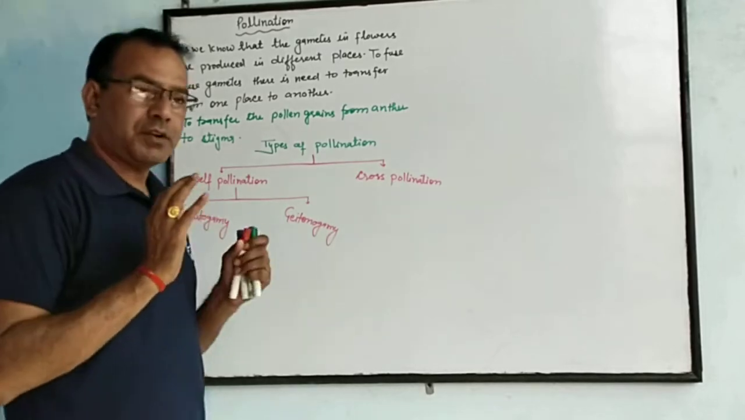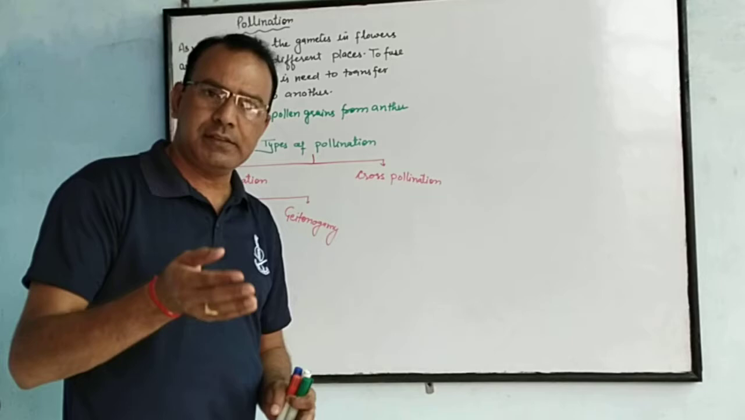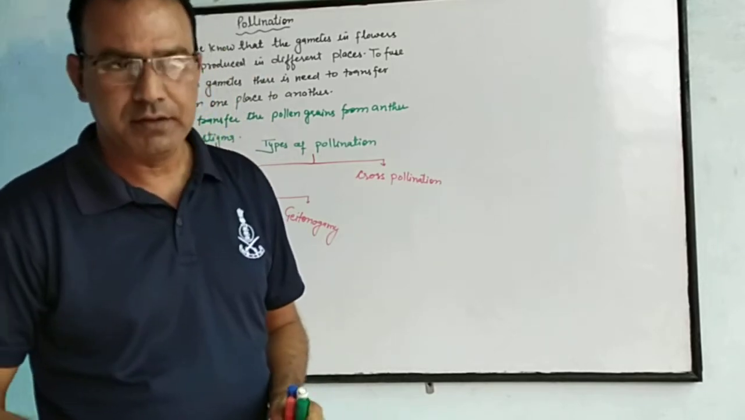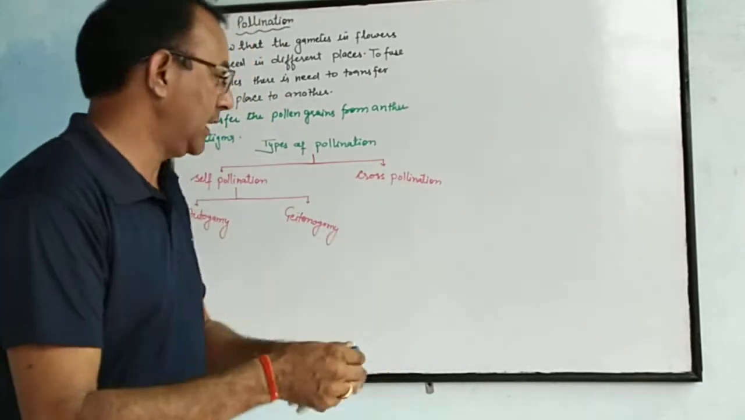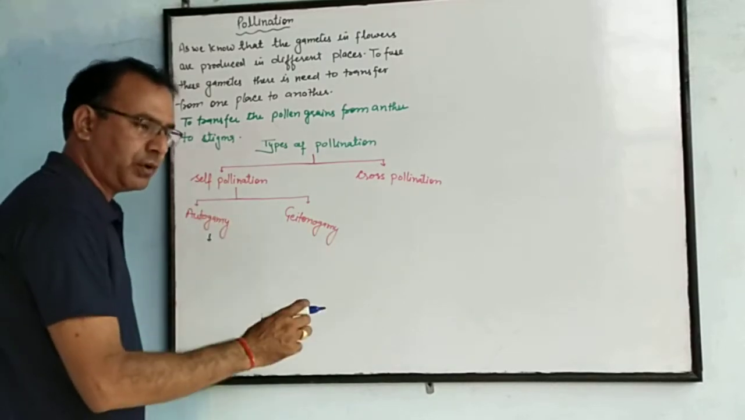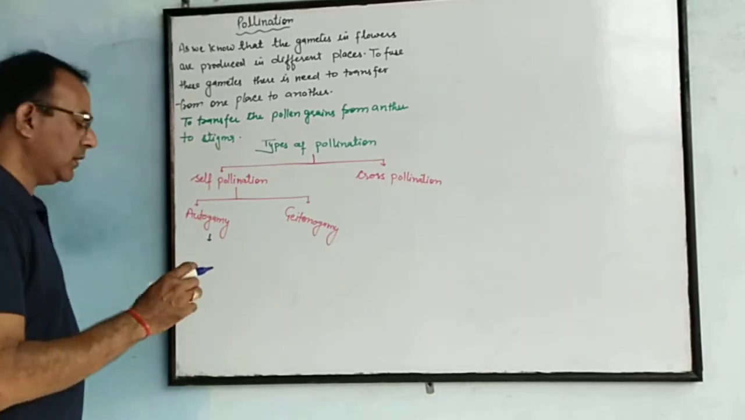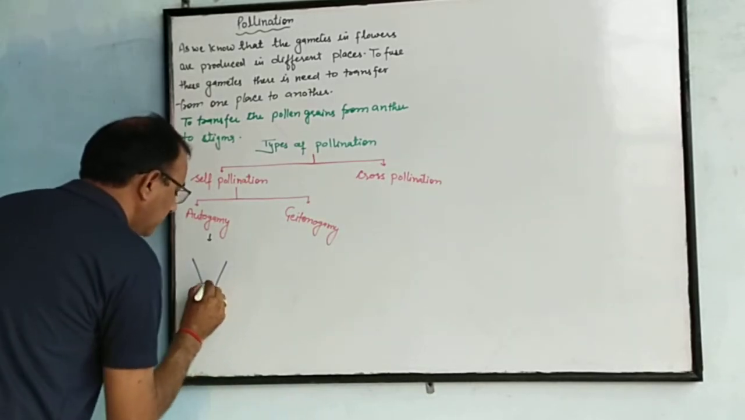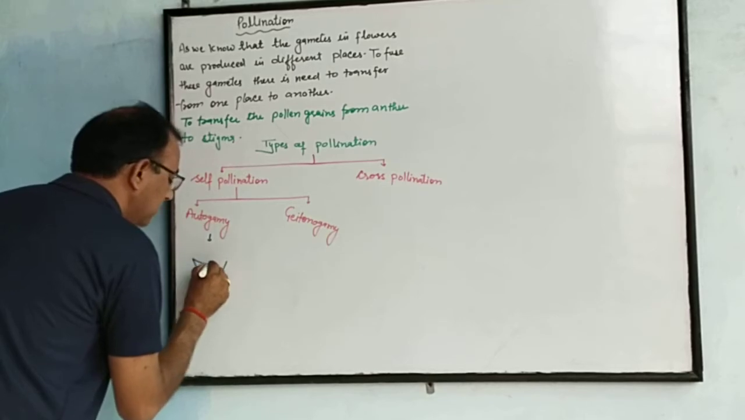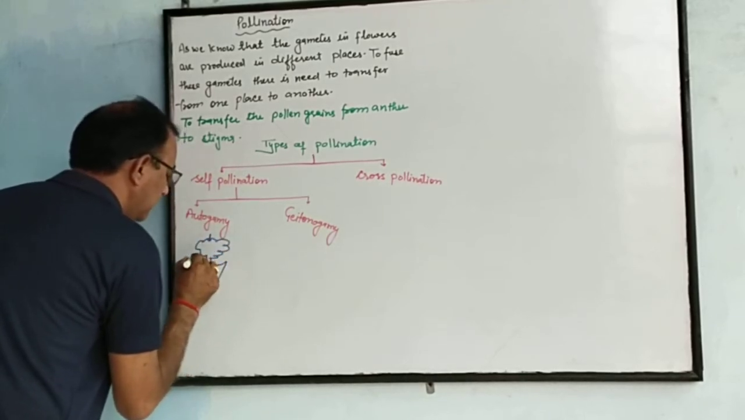Autogamy is the transfer of pollen grain from anther to stigma in the same flower of the same plant. Same flower, same plant. That is called autogamy. How can you define it? Transfer of pollen grains from anther to stigma in the same flower of the same plant.